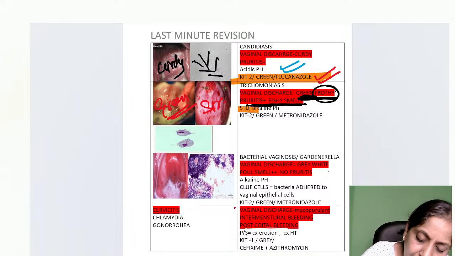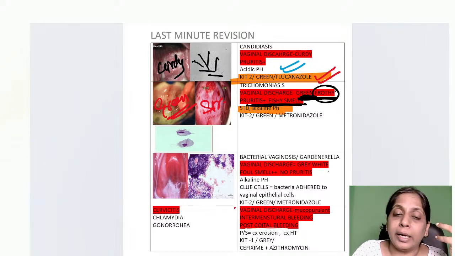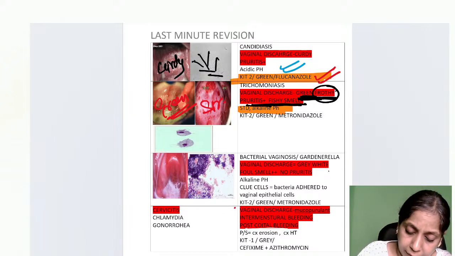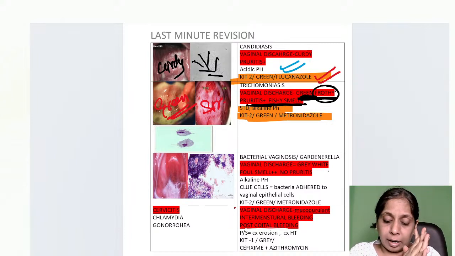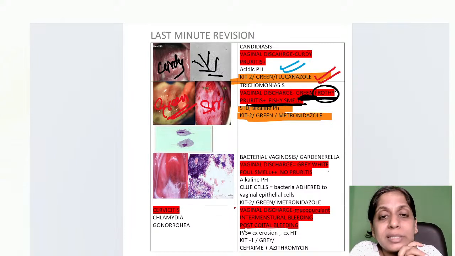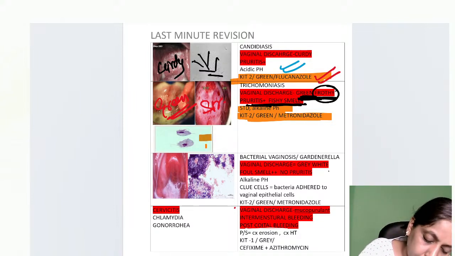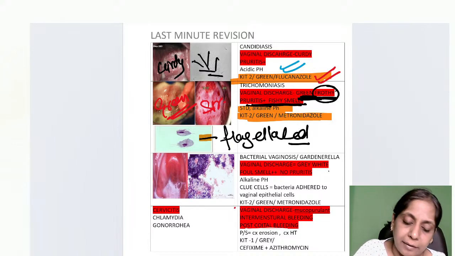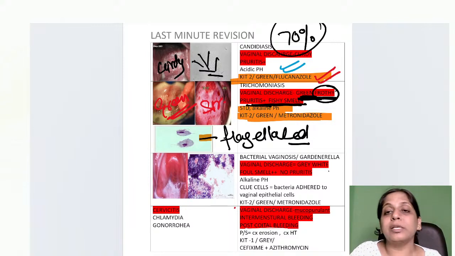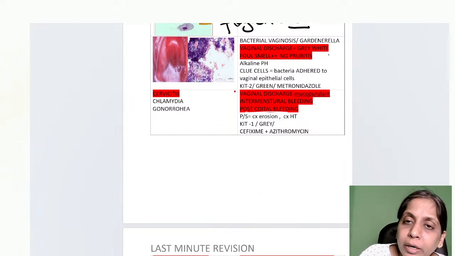This is an STD. Because trichomoniasis is an STD, we also treat the partner here. For the vaginitis, we give kit 2, the green color kit, because vaginitis is not a serious problem, and if we have to give a single drug, then we give metronidazole. This is a flagellated organism, trichomonas. All these images are asked because genital infection is very important, as 70% of the females in the gynae OPD have complaints of discharge.